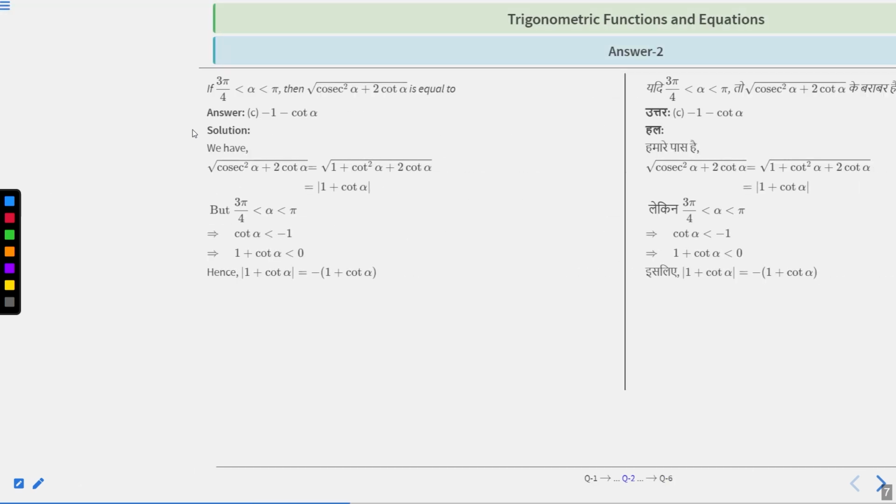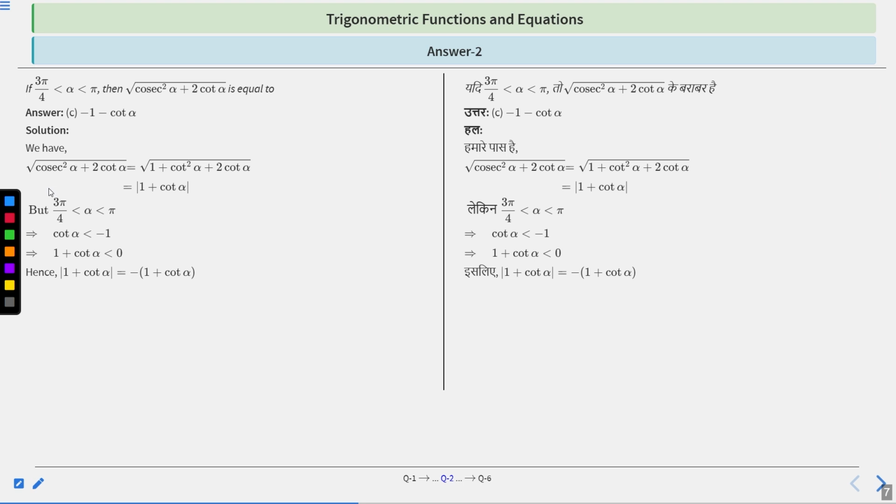Okay, let's move to the solution part. As it is given, root over cosec square alpha plus 2 cot alpha, right? Cosec square alpha can be written as 1 plus cot square alpha, right? Therefore, it can be written as root over 1 plus cot square alpha plus 2 cot alpha. Now, 1 plus cot square alpha plus 2 cot alpha is basically 1 plus cot alpha whole square, right?